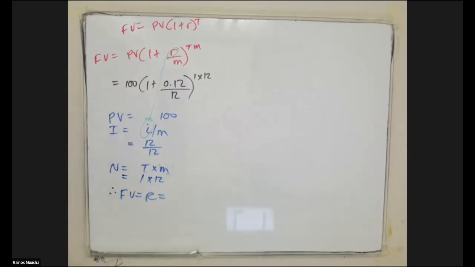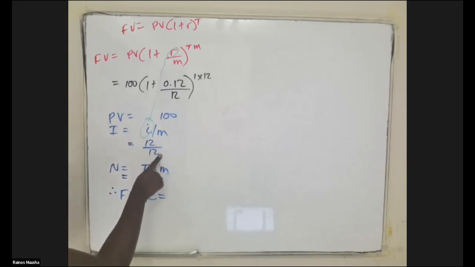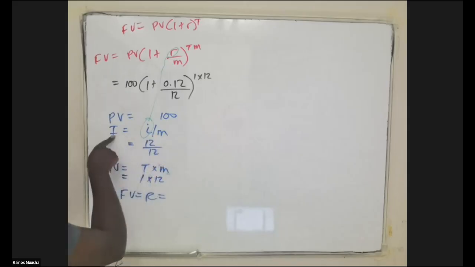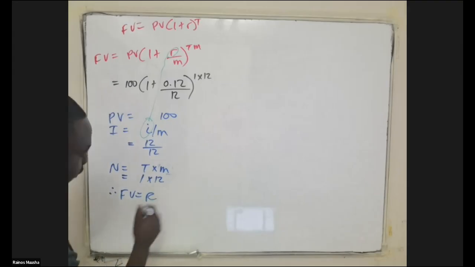So how much would you get as the future value? You're going to say 100, you press PV, 12 divided by 12, get the answer. You don't write it down separately. Just say 12 divided by 12 on your calculator, and whatever is appearing on your screen, you press the interest per year button. Then you say 1 times 12, whatever is appearing on your screen, you press N, then you look for the future value. How much do you get? 112.68.